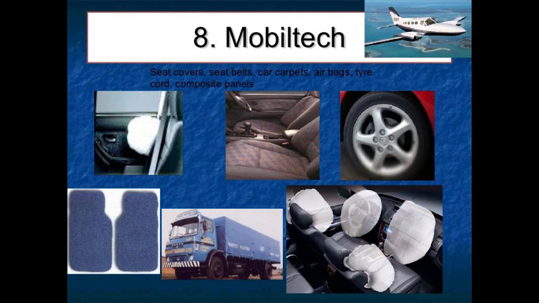Mobiltech. Mobiltech is the textile material we are using in the automobile industry. So everything comes under mobiltech. A few examples are seat covers, and then tire cords, airbags, interiors of cars, and seat covers of two-wheelers, and even aircrafts also. The main applications are seat covers, seat belts, car carpets, airbags, tire cord, and composite panels. So all these come under mobiltech.